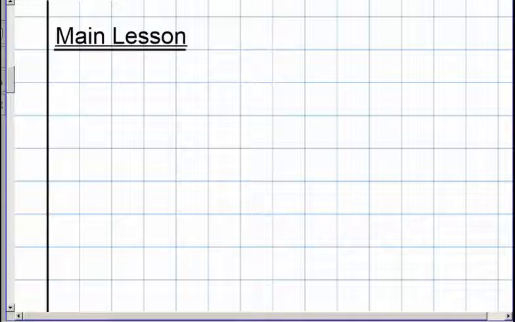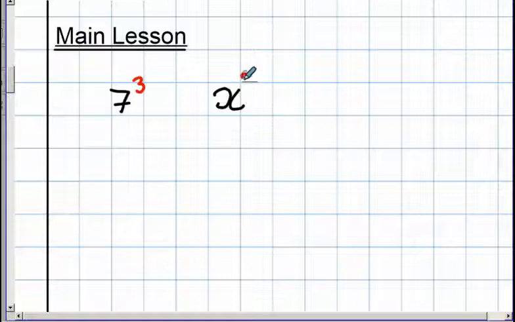Indices. Now, what do I mean by indices or powers? This is a number with a power. It doesn't have to be just a number. You can have letters with powers. And we'll see how we get these.